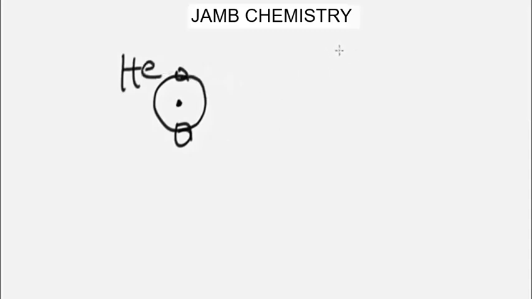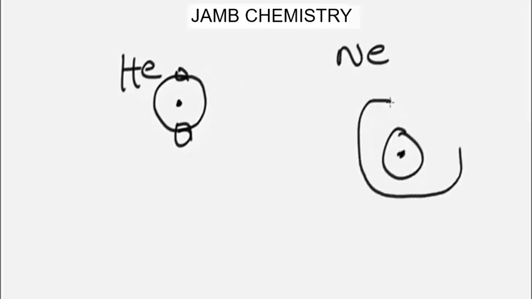Now let's look at neon. Neon has atomic number 10. This will be the first shell, and this will be the second shell. If you check the helium atom, the first shell is completely filled with the 2 electrons that made up the helium atomic number.